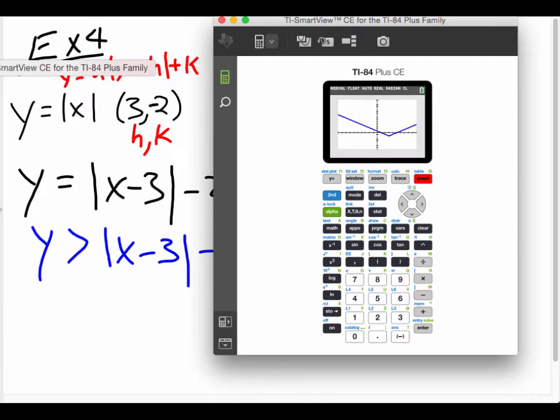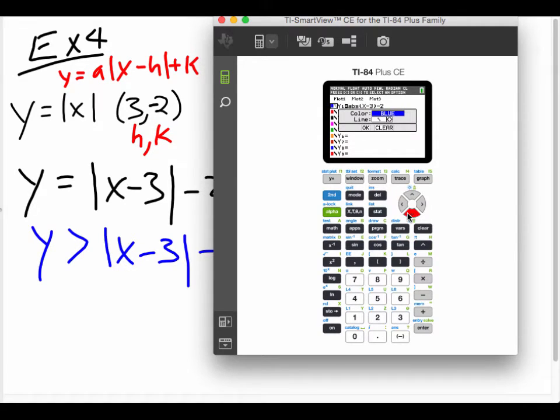So the way that I would do that is I go back to y equals, slide this bad boy over here, hit enter, and it's above the line. You shade above the line. So we're gonna choose the one where it's shaded above the line, and then hit enter, and then hit graph, and that's what it would look like. Now in your homework, you got to sketch this out.